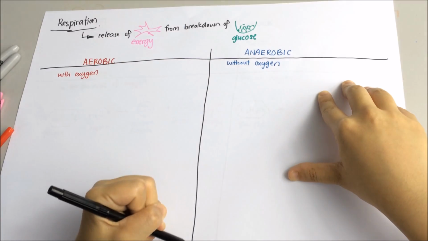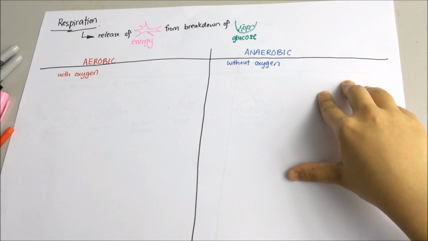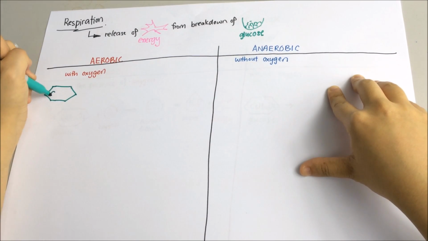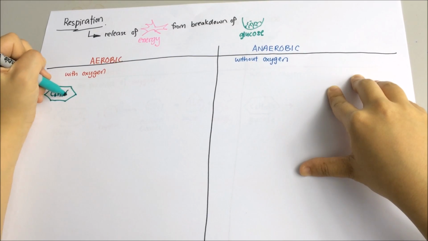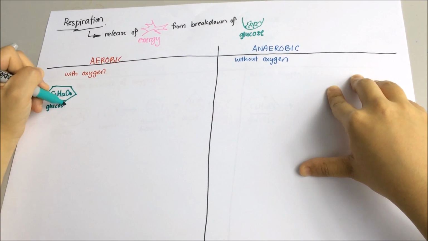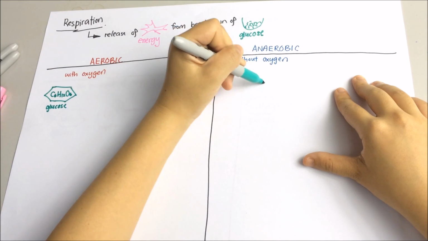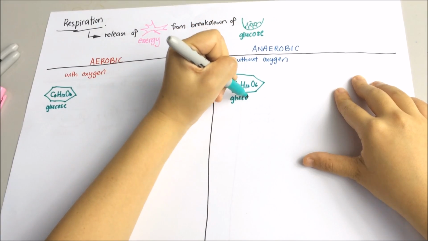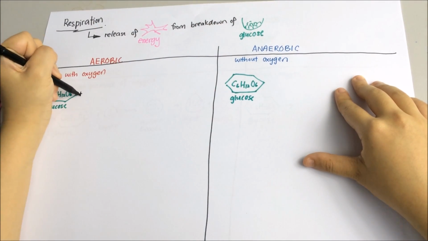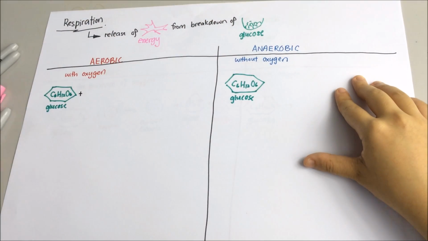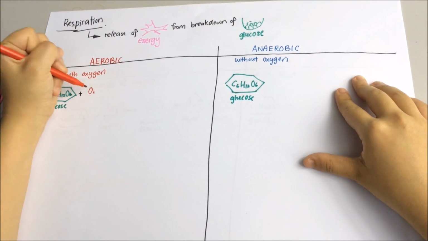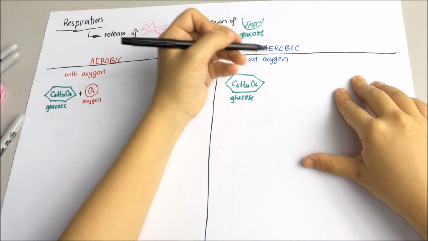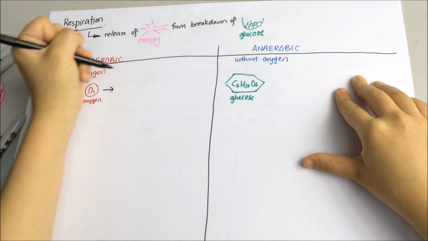So now, let's compare between these two types of respiration. As you can see here, both require glucose to start with. So it is important that you learn both the word and the chemical equation. Now, this is the first difference. Aerobic respiration requires oxygen. Okay? And anaerobic respiration does not need oxygen.